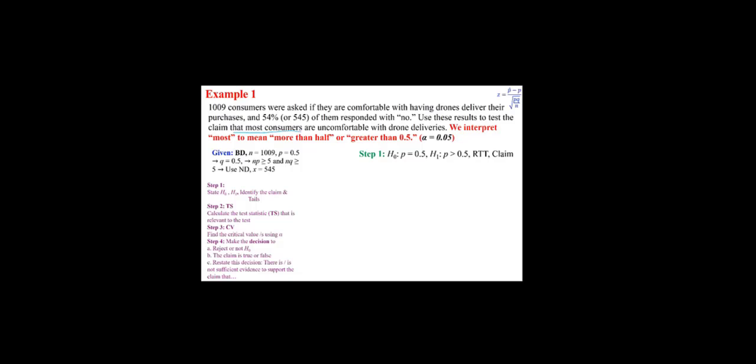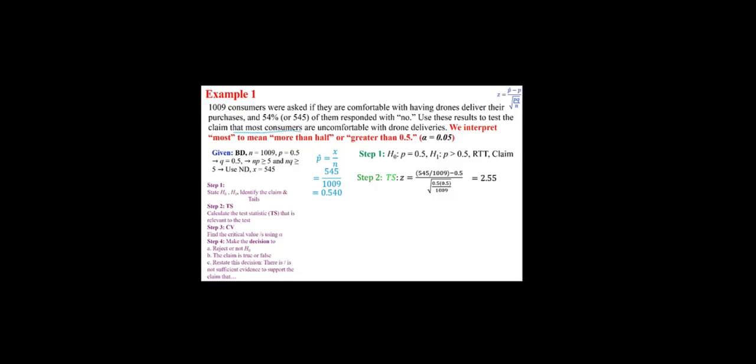Step 2, we use the top right formula to calculate Z. In order to come up with that, we need p hat. p hat is given as 54%. But if it's not, you calculate it as x over n, and you use it in the test statistic formula. p hat minus p over the square root of pq over n. And that will result in your test statistic, which is 2.55.